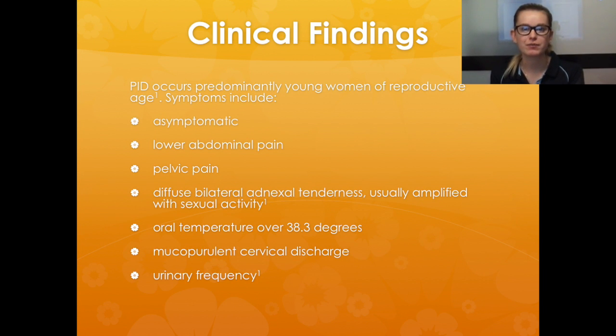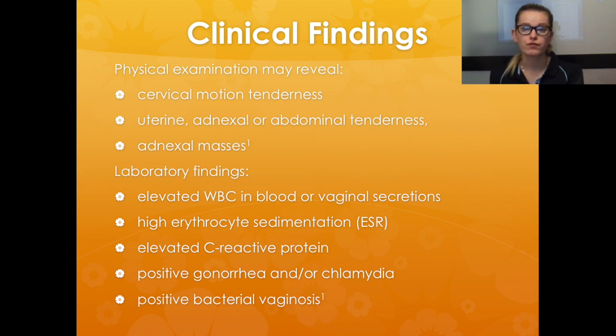Patients with pelvic inflammatory disease are predominantly young women of reproductive age. Most cases are asymptomatic, however patients may present with lower abdominal pain, pelvic pain, and diffuse bilateral adnexal tenderness, usually amplified with sexual activity. Secondary symptoms such as oral temperature over 38.3 degrees, mucopurulent cervical discharge, and urinary frequency can also aid in diagnosis. Physical examination may reveal cervical motion tenderness.